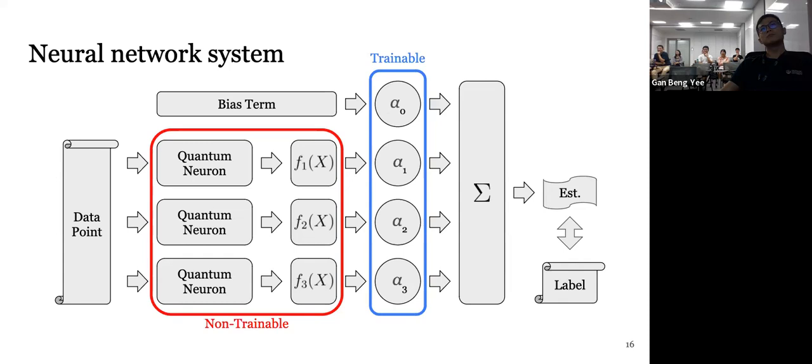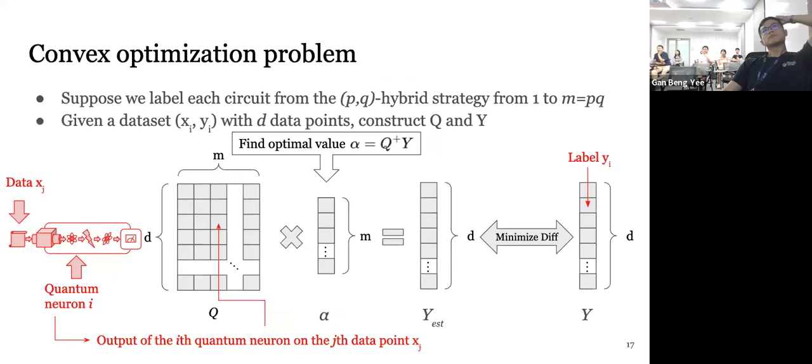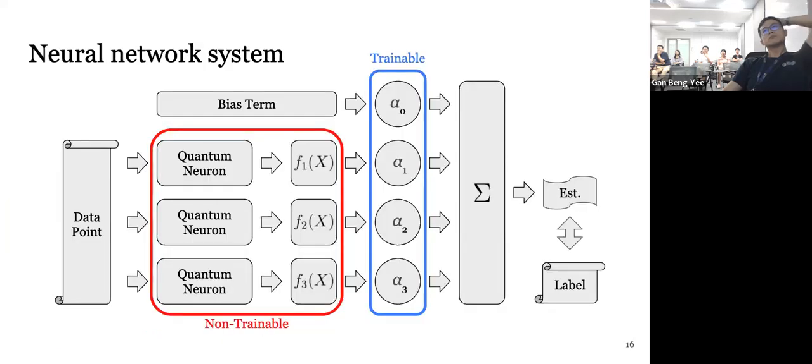Okay, so basically our neural network system would look like this. You have a data point, you send it into different quantum neurons, which give an output. Once you have the different outputs, you want to find the optimal combination of these quantum neurons, so you add a set of trainable weights alpha. Lastly, you take the sum of it to form some sort of estimation. Then to train it, you take this estimation and find the loss between it and the actual label. So this is how you train the neural network system.